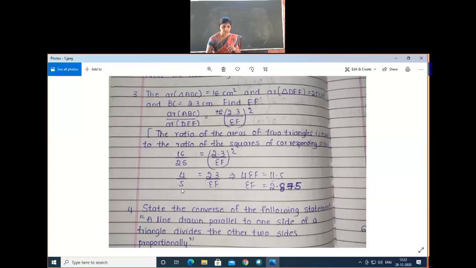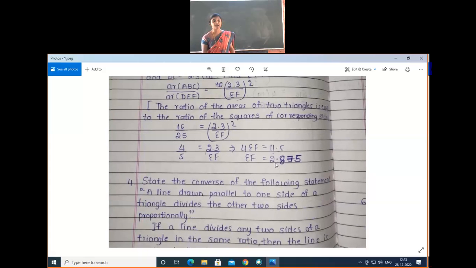After removing the square root sign, you will get 4 by 5, which is equal to 2.3 divided by EF. Now cross multiplication: 4 into EF is equal to 2.3 into 5. 2.3 into 5 is 11.5. Then EF is equal to 11.5 divided by 4, which is 2.875. So the answer for EF is 2.875.